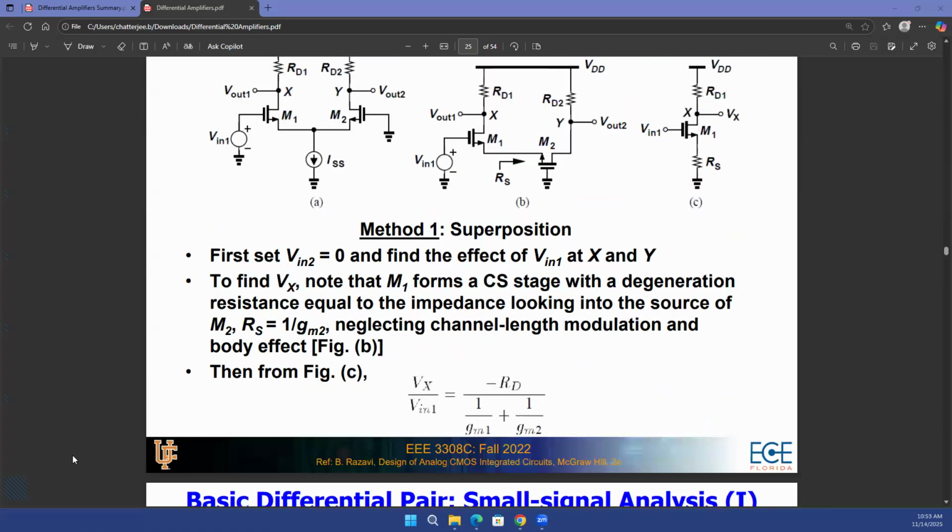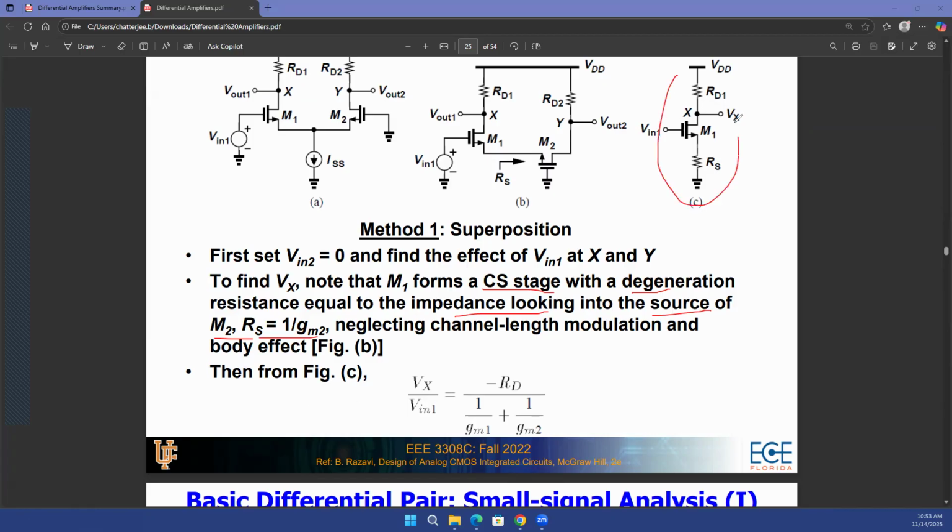So your M1 is forming a common source stage with a degeneration resistance equal to the impedance looking into the source of M2. And that resistance is going to be Rs, that is equal to 1 upon gm2. And of course, we are neglecting channel length modulation and body biasing effect. Those are the two non-idealities that we looked at in the past. So let's say we are neglecting both of them. So the resistance looking into the source is equal to 1 upon gm.